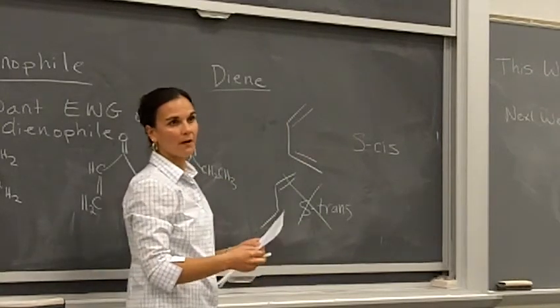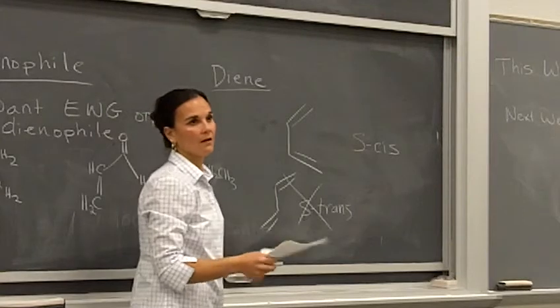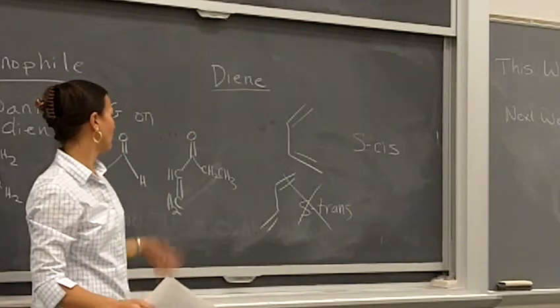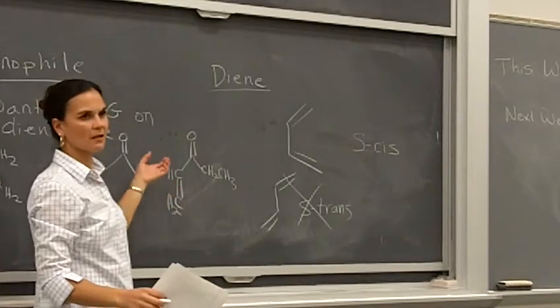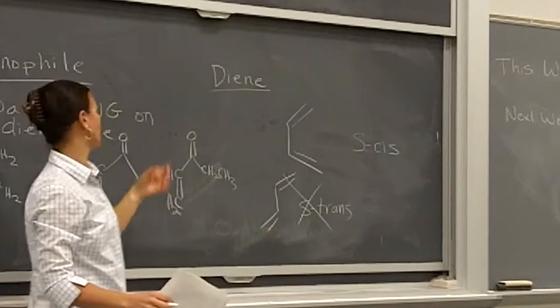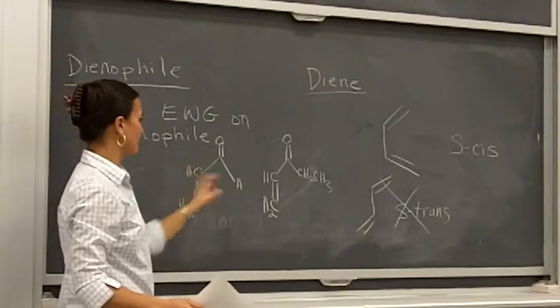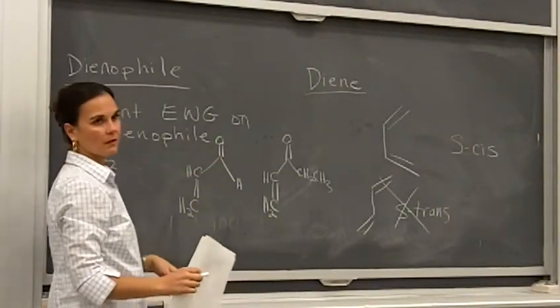Yeah? Is there a difference between the aldehyde version of the dienophile and the ketone version on how well they react with the diene? There'll be a little bit, but as long as you get that electron withdrawing group on there, it's going to be a lot better than this option. Okay. So yeah, in between them, there'll be a little bit of difference.